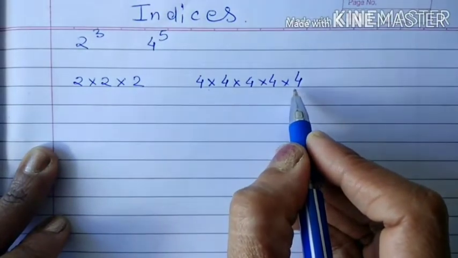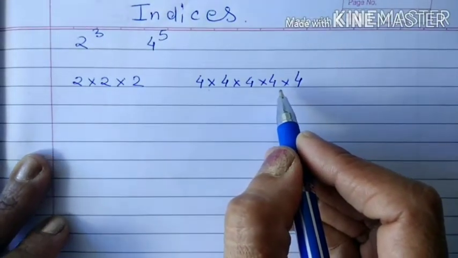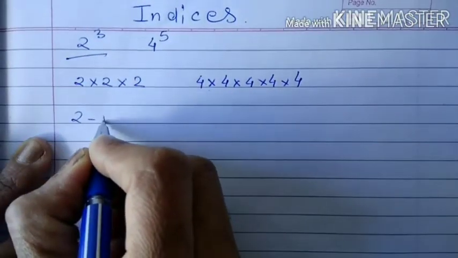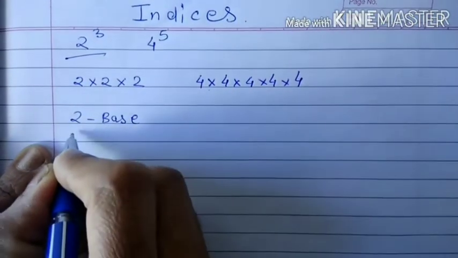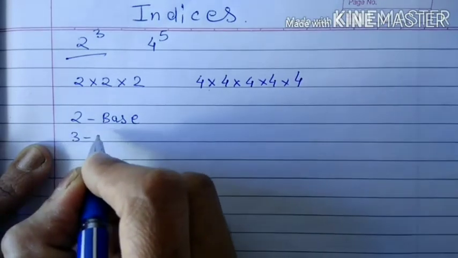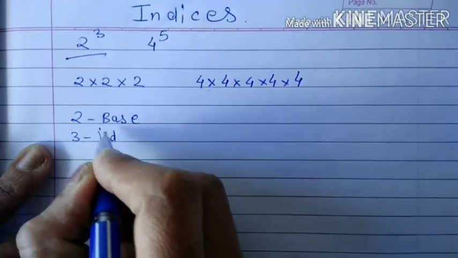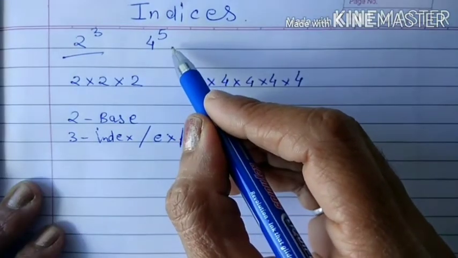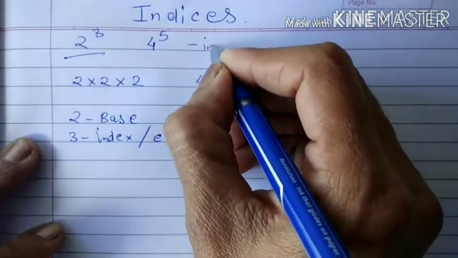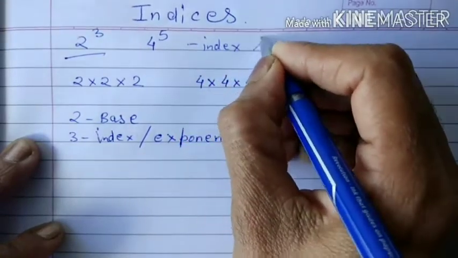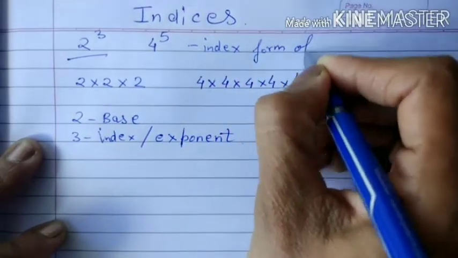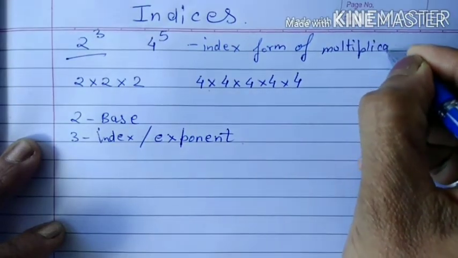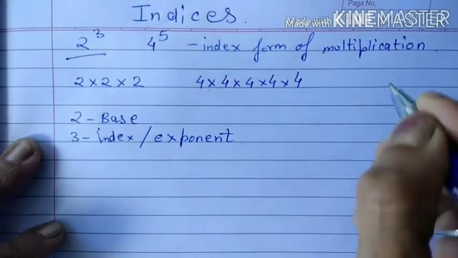Okay. अब इंडाइसिस के कुछ टर्म्स देखते हैं। Here 2 is called as the base, 3 is called as index, or it is also called as exponent. Now नंबर्स जब हम इंडेक्स फॉर्म में लिखते हैं उसको कहते हैं इंडेक्स फॉर्म ऑफ मल्टीप्लिकेशन. So instead of writing 4 into 4 5 times, you write 4 raised to 5. That is called as index form of multiplication.